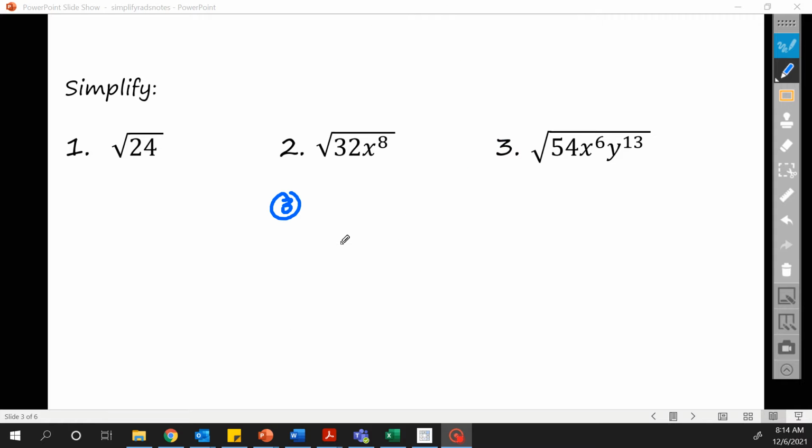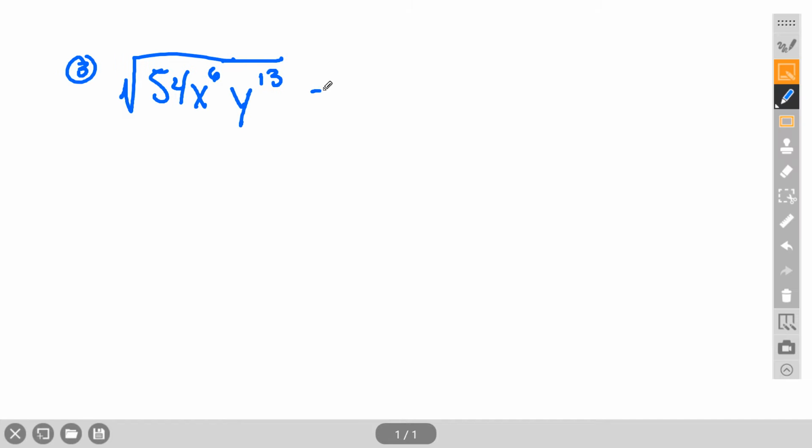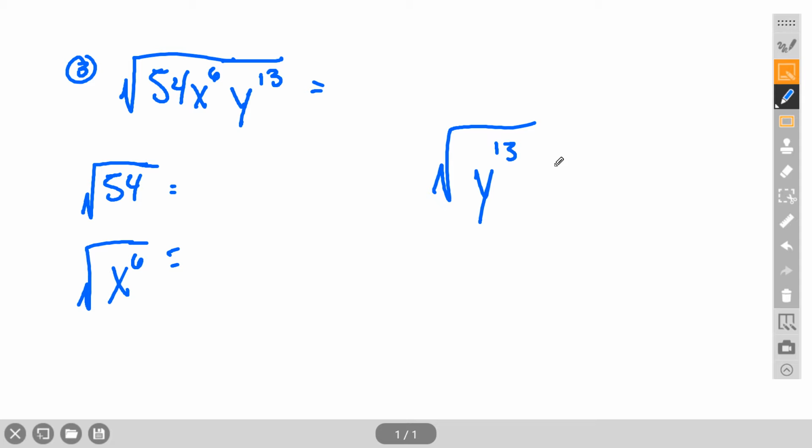And then number 3, we have the square root of 54x to the 6th, y to the 13th. Once again, I'm going to do this in 3 separate parts: the square root of 54, the square root of x to the 6th, and the square root of y to the 13th. In all of these cases, the index is 2, so I'm looking for 2 of the same factor underneath the radical that I can take outside the radical.